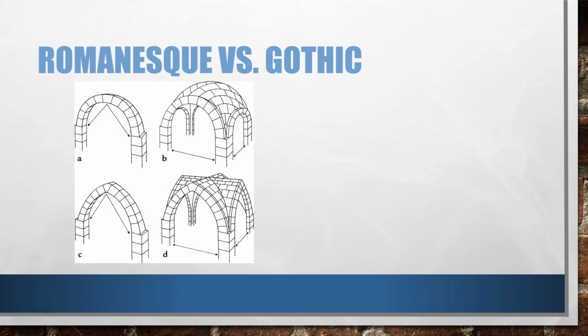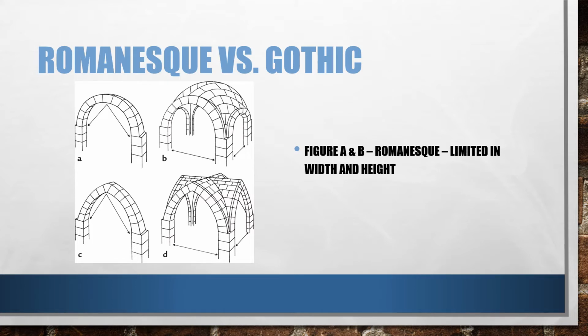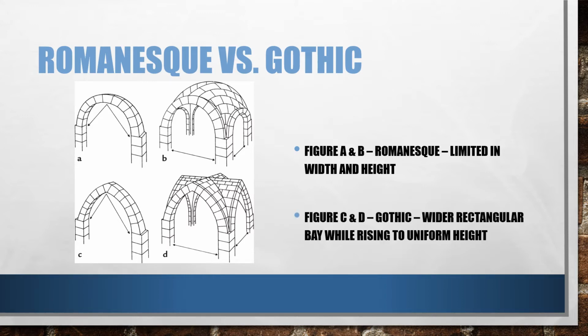I really like this illustration of the differences between Romanesque style and Gothic style. The rounded arches of the Romanesque style in figures A and B were limited in width and height. Vaults of pointed arches in figures C and D could span a wider, rectangular bay while rising to a uniform height.